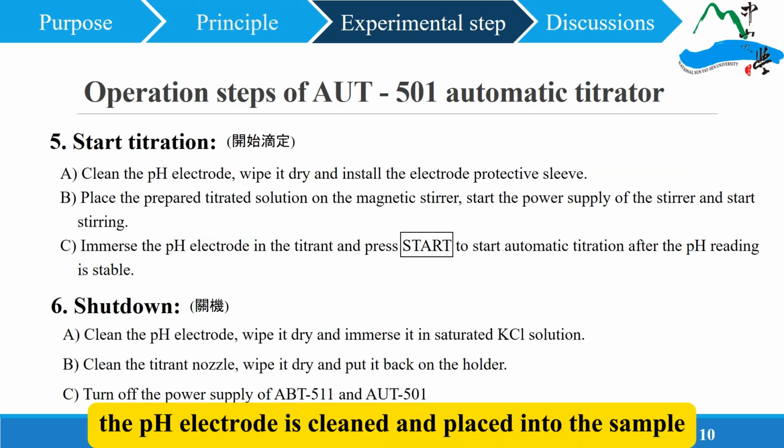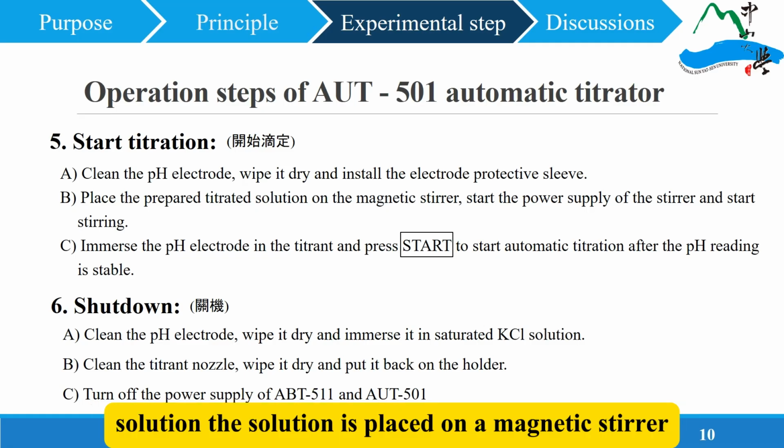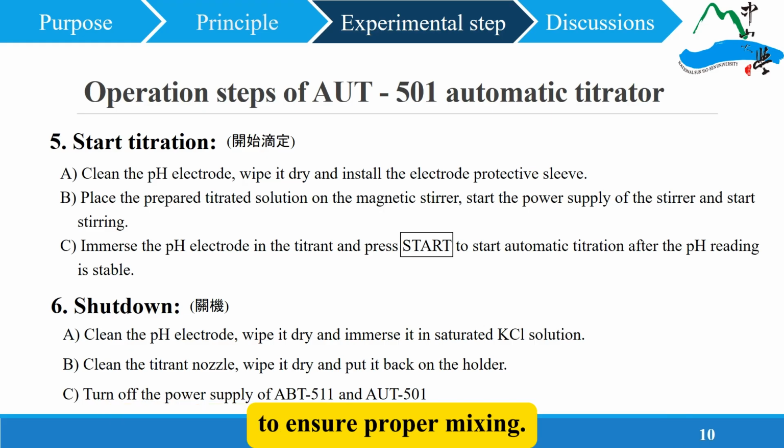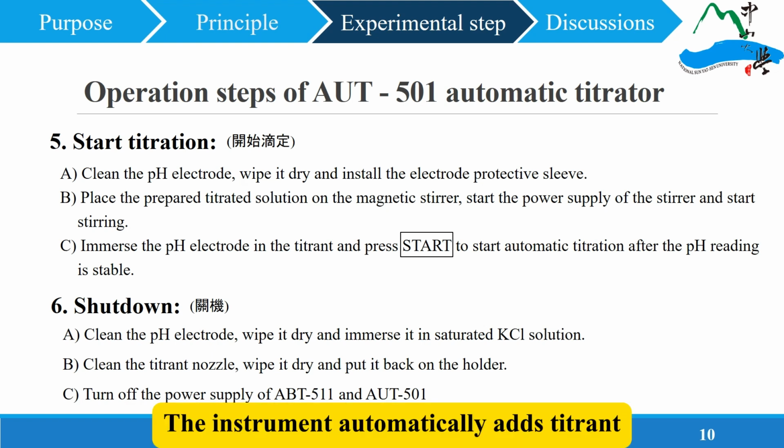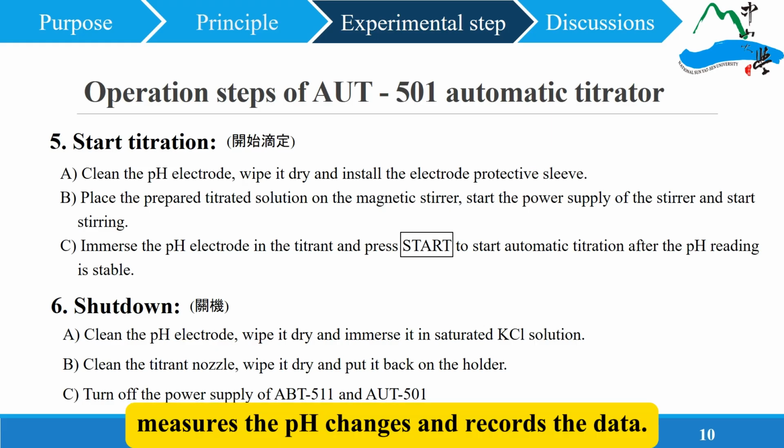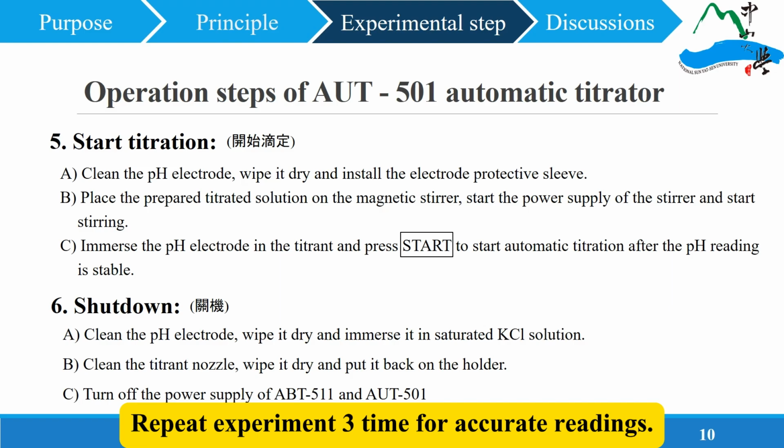First, the pH electrode is cleaned and placed into the sample solution. The solution is placed on a magnetic stirrer to ensure proper mixing. After the pH reading becomes stable, the start button is pressed and the automatic titration begins. The instrument automatically adds titrant, measures the pH changes, and records the data. Repeat the experiment 3 times for accurate readings.